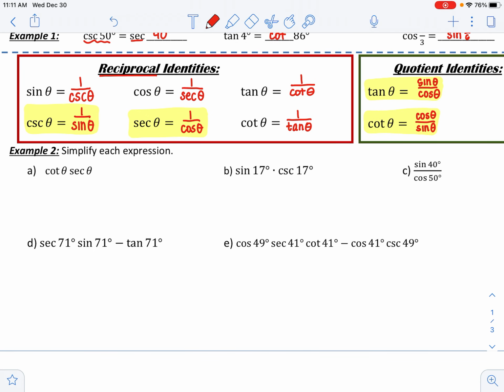Now, once again, these 4 that I have highlighted are the most important. You might find yourself looking back at them right now, but it's not that hard to memorize these 4 things because you actually already know all of them. Cosecant is the same thing as 1 over sine. Secant's the same thing as 1 over cosine. Tangent, sine over cosine. Cotangent's cosine over sine.